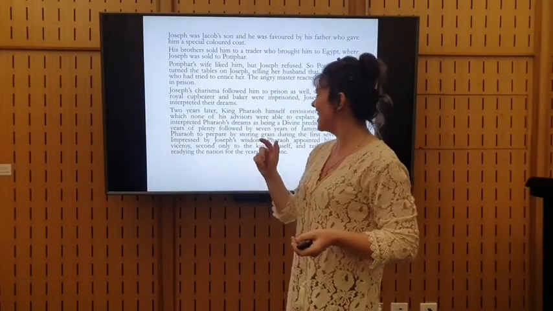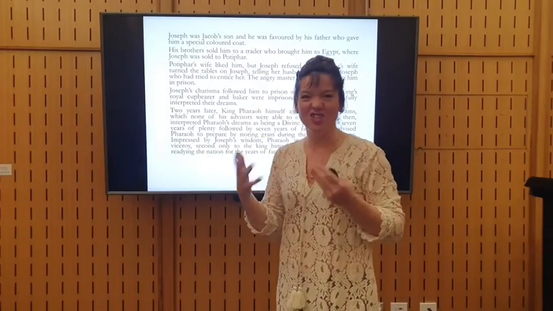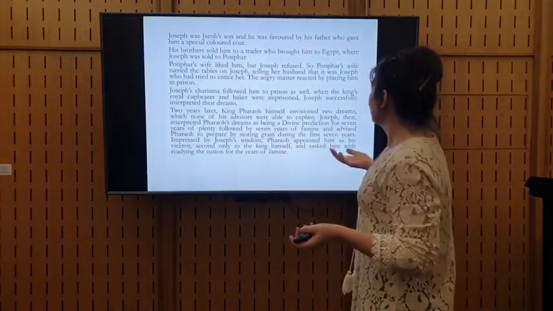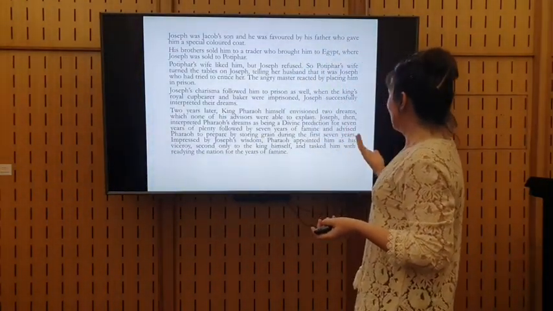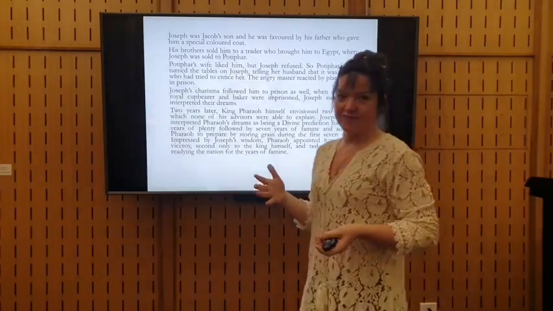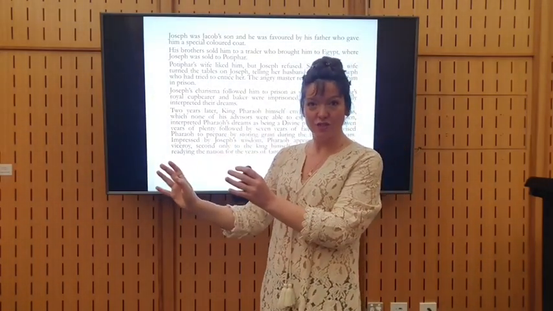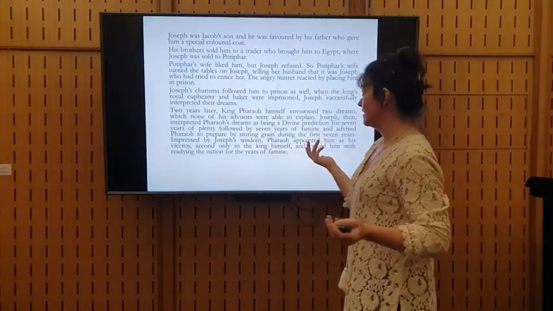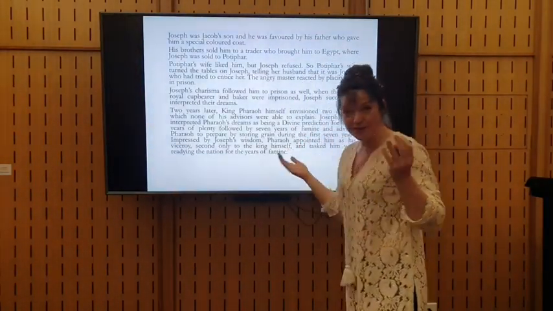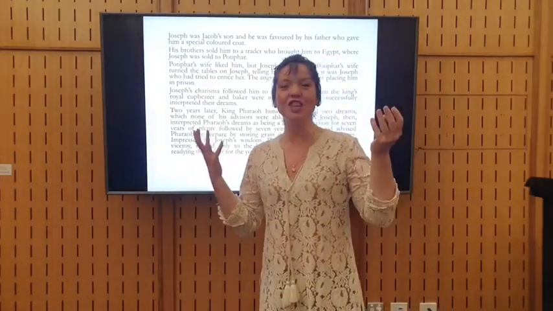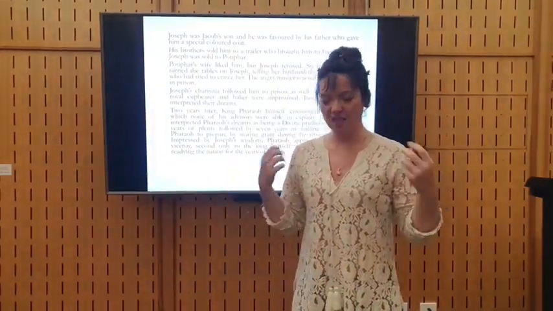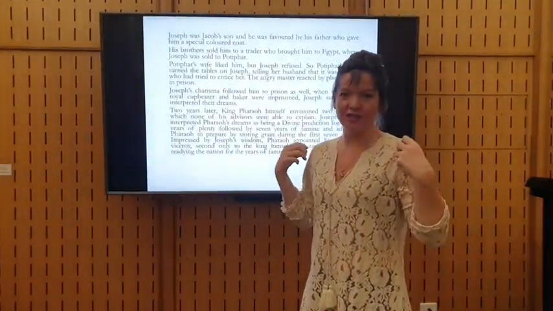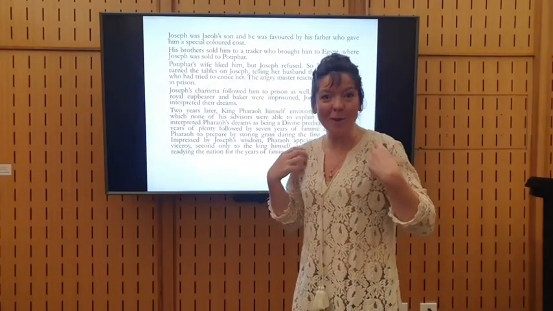telling her husband that it was Joseph who had tried to assault her. So she lied. The angry master reacted by placing him in prison. So he sent Joseph to prison. Joseph's charisma followed him to prison. Remember, this code is with you. It's not clothes that can wear out. No.